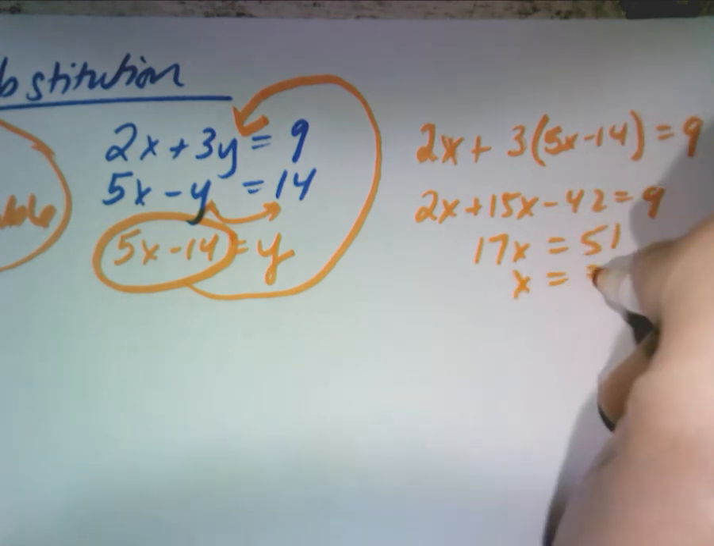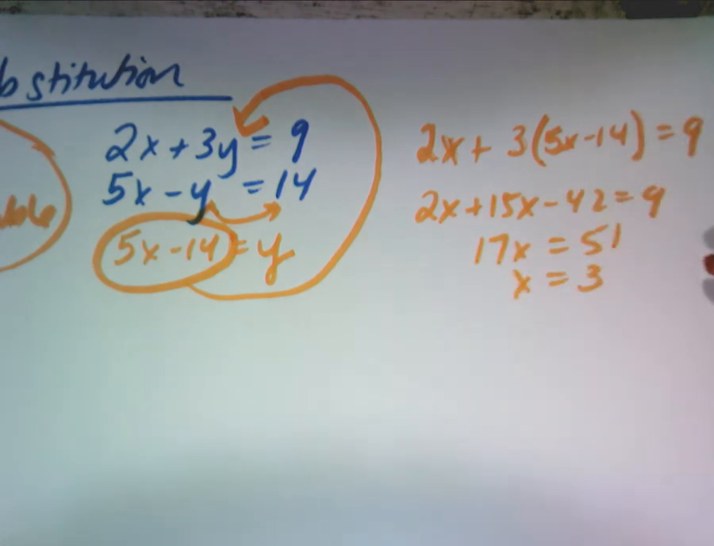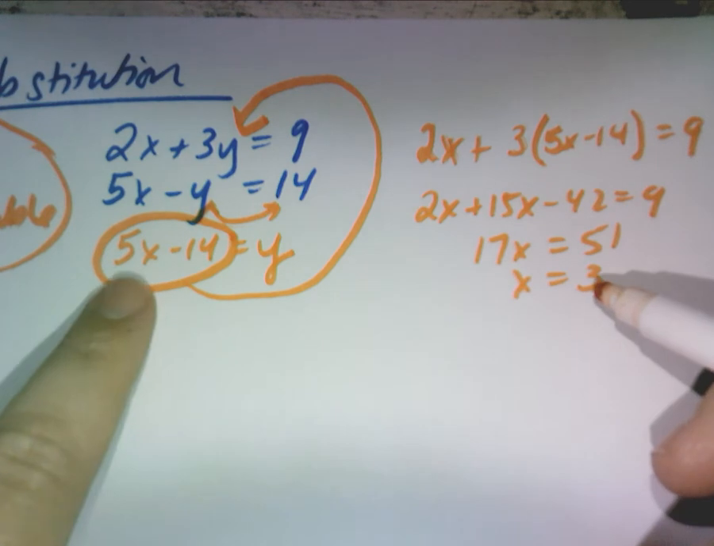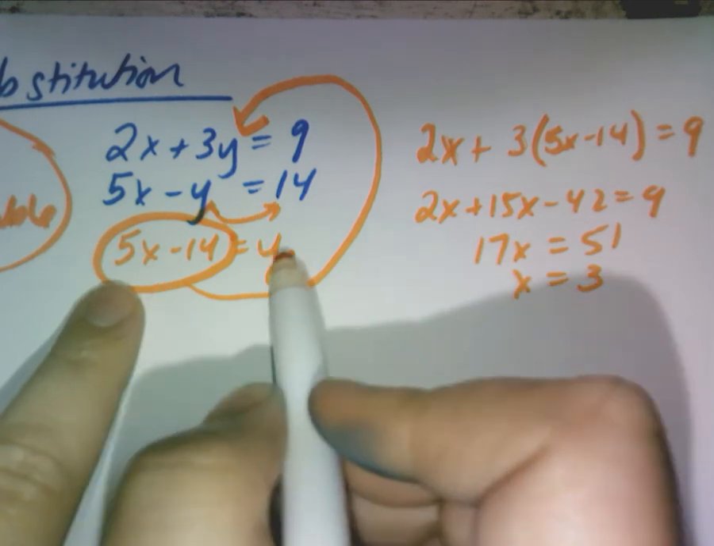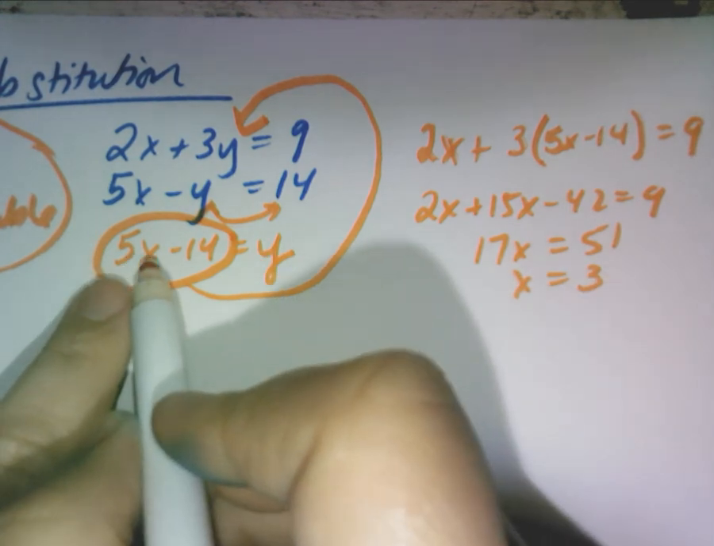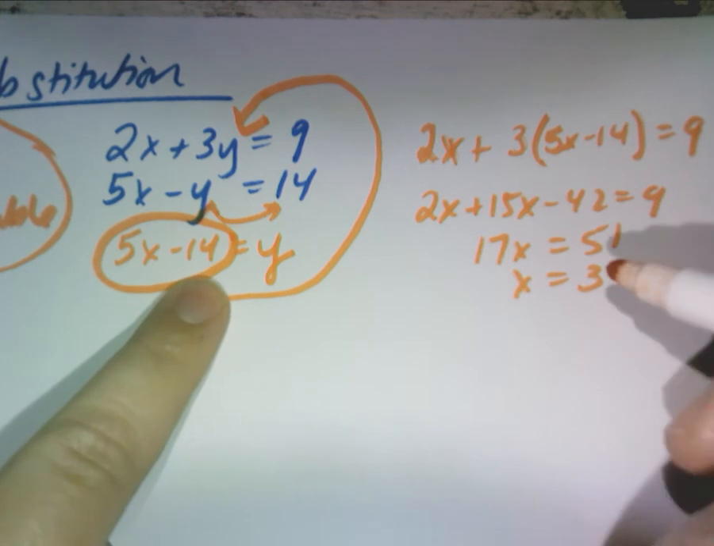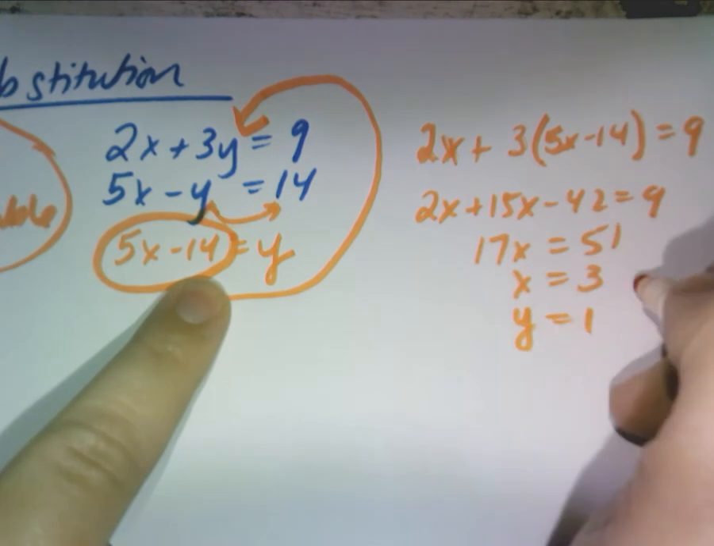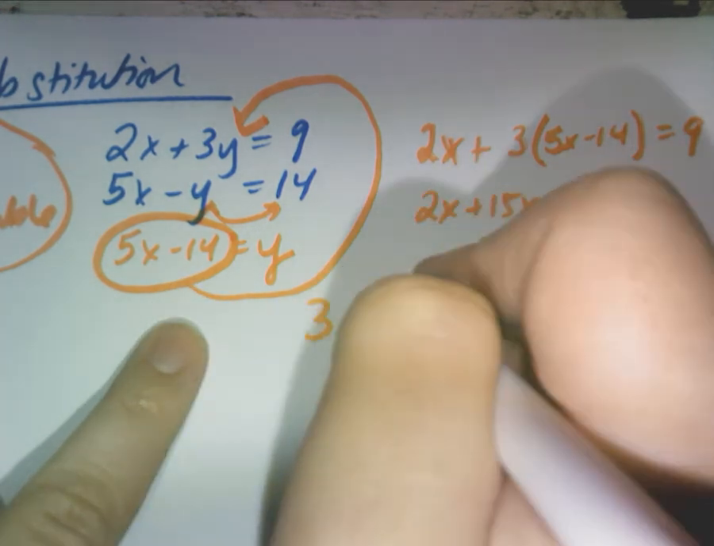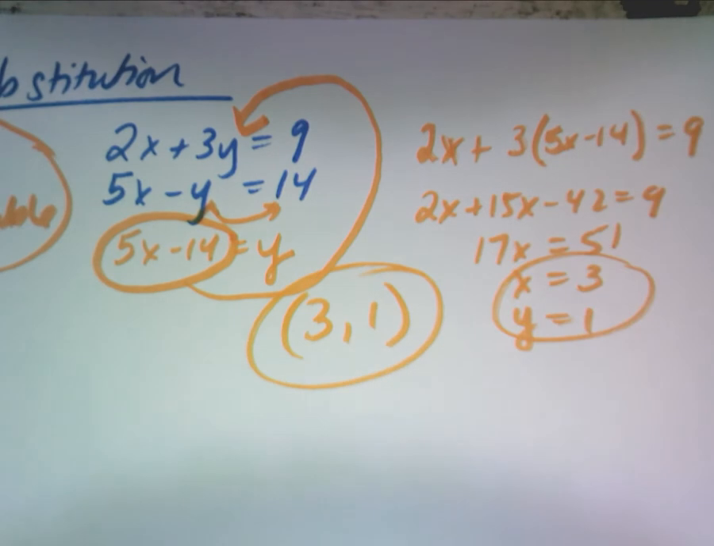X is 3. Once you get x to be 3, then you plug it back in. I would plug it back into this one because it's already solved for y. So 3 times 5 is 15 minus 14, so y equals 1. There's your point, 3, 1. That's the common solution.